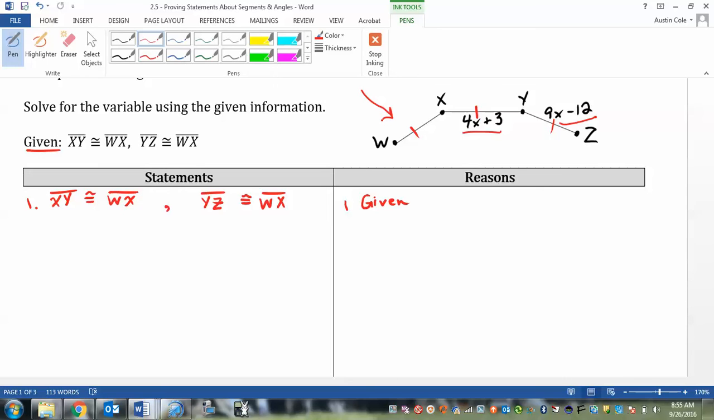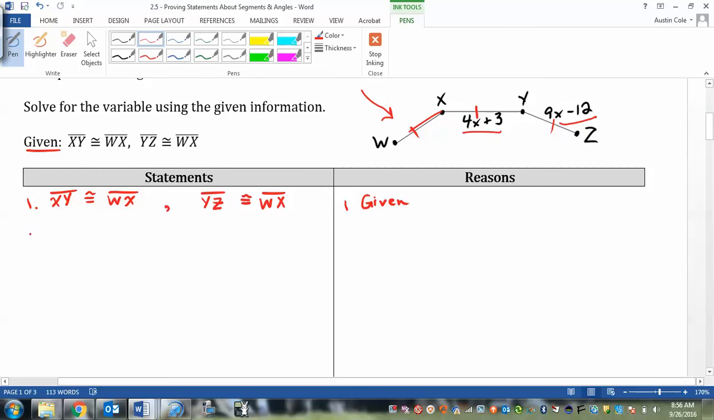All right, show of hands. What property is it? Show of hands. Don't shout it out. Allie, what do you think? Transitive property, absolutely. It never says that XY and YZ are equal, but they use the fact that they're both congruent to WX to make that correlation.